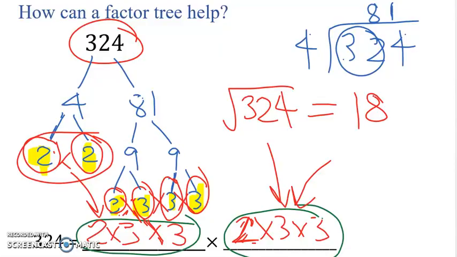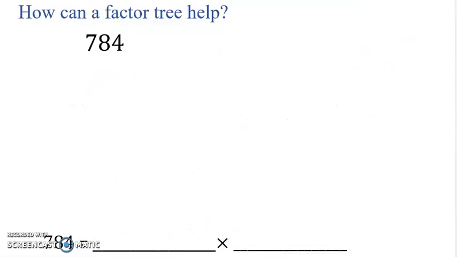Now, if you're happy with that, you can have a look at this next example and attempt it without me. Okay. If you're a little confused still, then you can sit through and watch this next example, and hopefully you'll then know what to do. So we're going to try and square root 784, and we're going to draw a factor tree.